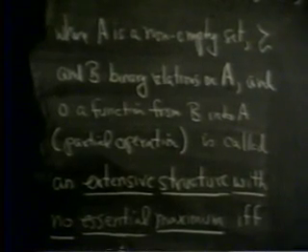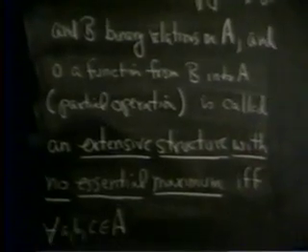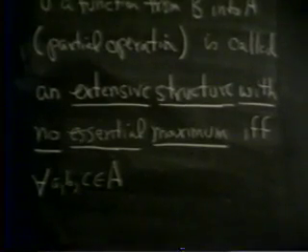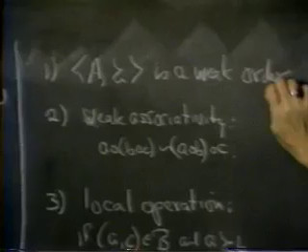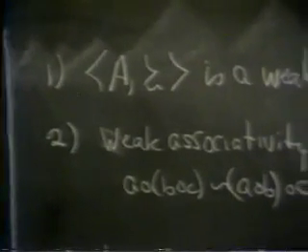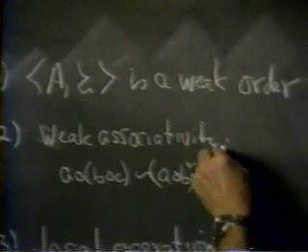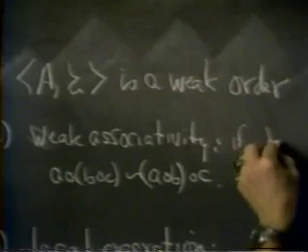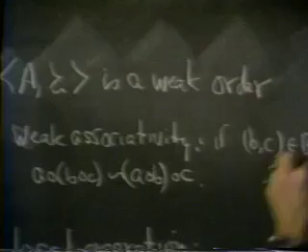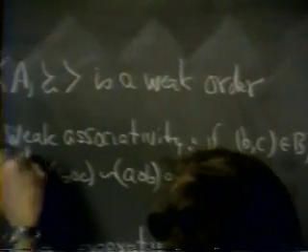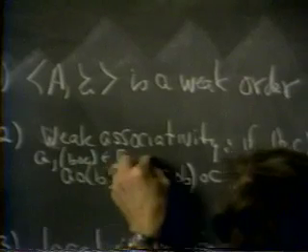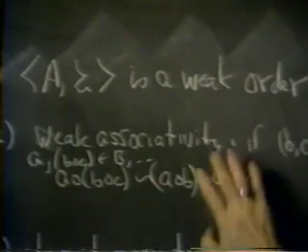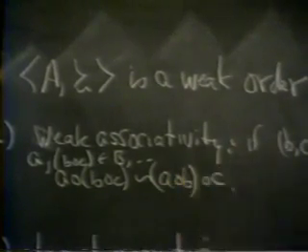Now let us look at the axioms that have been proposed for what is called an extensive structure with no essential maximum. As before, the ordering is a weak ordering, and the operation satisfies weak associativity. On the other hand, here I must conditionalize it on the assumption that if B∘C is in B and A, comma, B∘C is in B, and so on, the same thing on the right-hand side. I have to assume that all of these concatenations exist, but if they exist, then weak associativity holds.